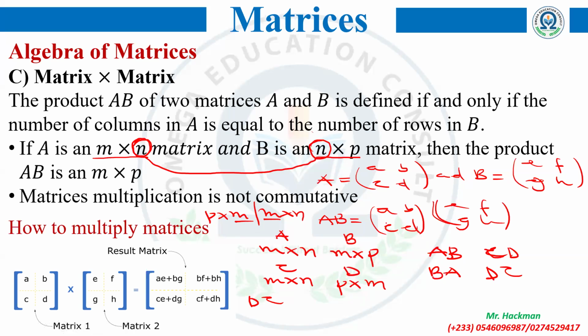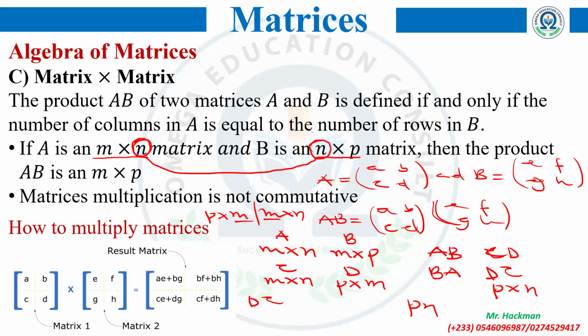So what will be the order of the result? That was the question I was asking before you came in. If DC is possible, what will be the order of the product DC? It will be P by N. You say P by N, not PN; PN is just the mathematical writing. I hope you get the point.